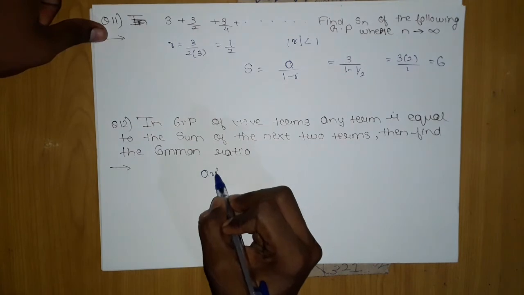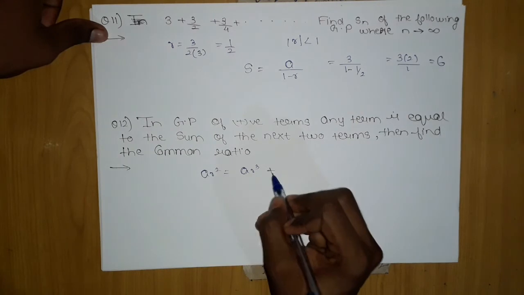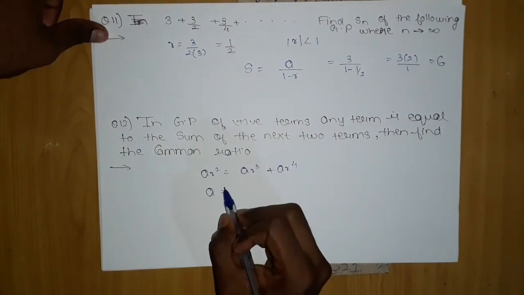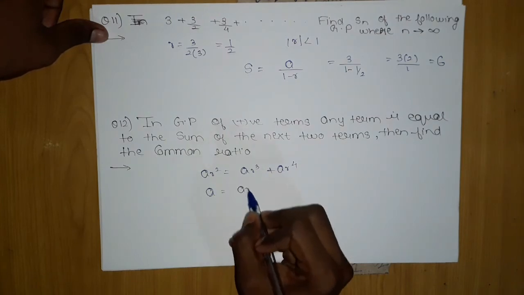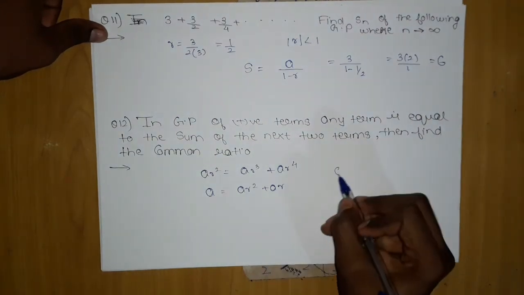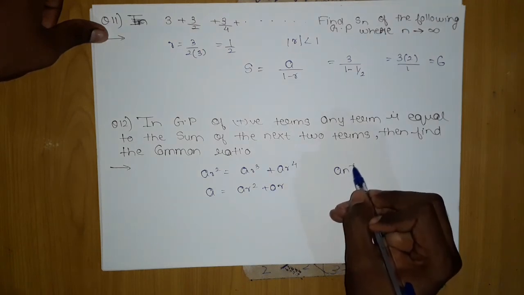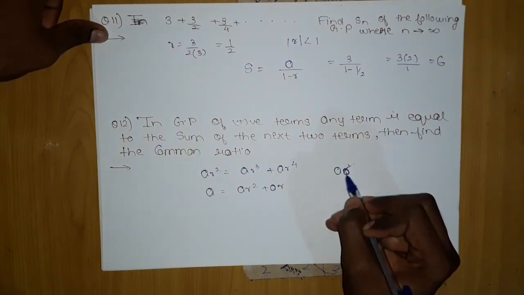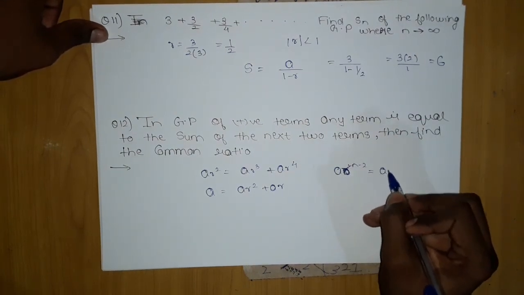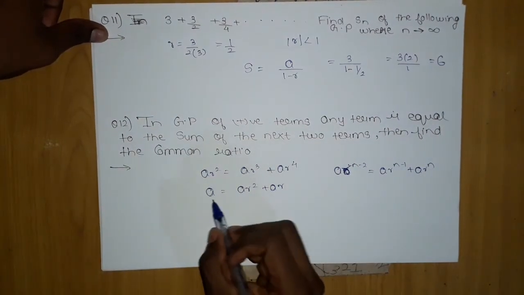So AR^2 should be equal to AR^3 plus AR^4, meaning the third term should be equal to the fourth term plus the fifth term. Similarly, the first term A should be equal to AR plus AR^2. Similarly, the term AR^(n-2) will be equal to the sum of the two terms after that, AR^(n-1) and AR^n. Similarly, I did this to the first term, and I got this.